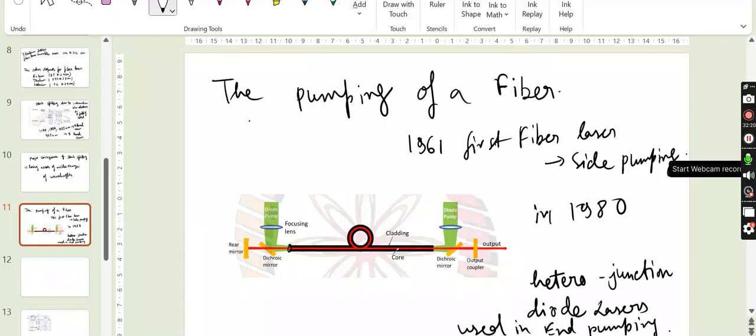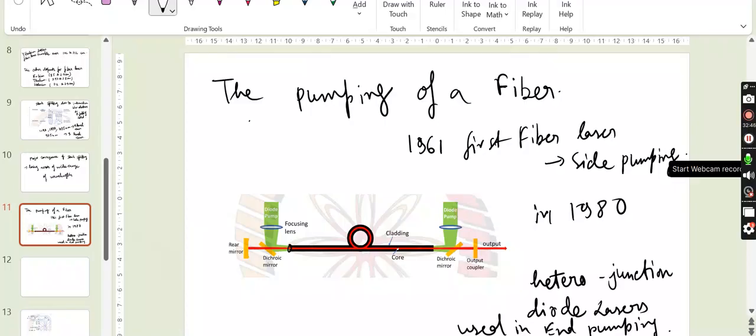So when the heterojunction diode lasers came into the picture, pumping the fiber laser from the end was possible. The diode lasers emit from a tiny area into a much narrower angle that can effectively be transported into the fiber core through its end.